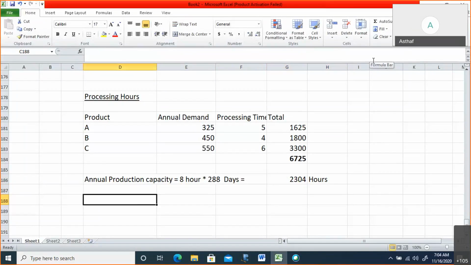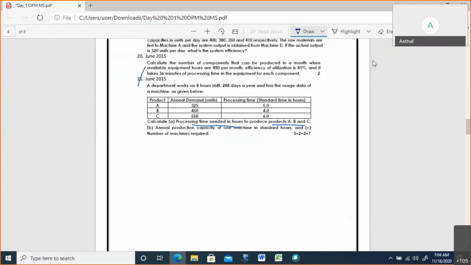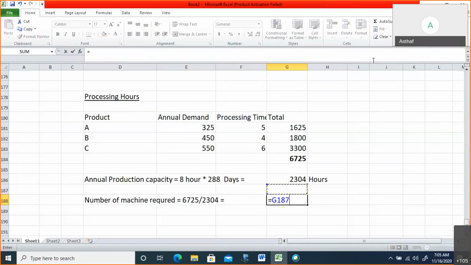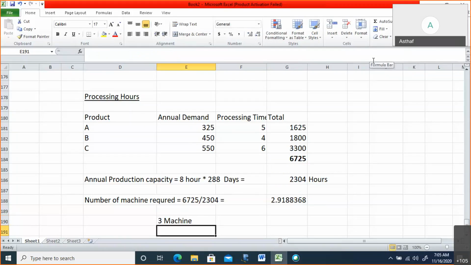So, what is the last part? The last part they are asking is the number of machines required. 6725 is the requirement. One machine has a capacity of 2304 only. If you divide this, you cannot go in fraction. The answer will come as 3 machines. You cannot have a machine fraction, so it will come 3 machines.